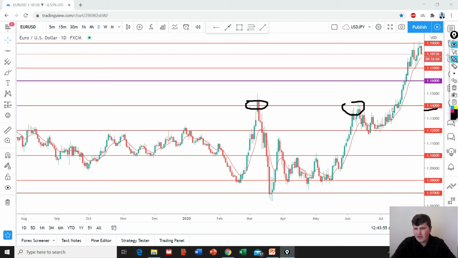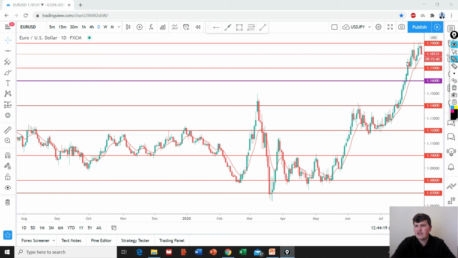A small bounce came from here. So as you can see, it was also tested over there. Then the 1.17 was tested over here. Price broke through, came back, tested it, and continued on higher up to 1.19 more recently.